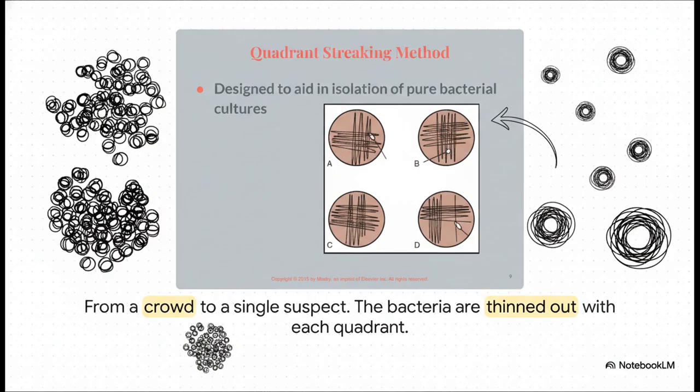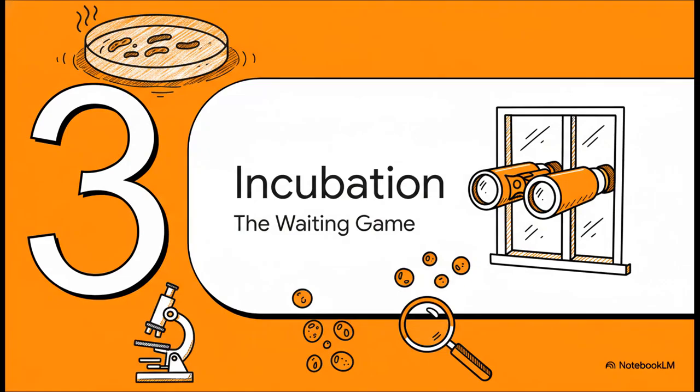You've got that super heavy growth back in quadrant A where we started. But by the time you get all the way over to quadrant D, the bacteria are so spread out that individual cells finally have enough room to grow into their own little distinct, isolated colonies. And boom, we've separated our suspects. All right, our plate is streaked, the trap is set.